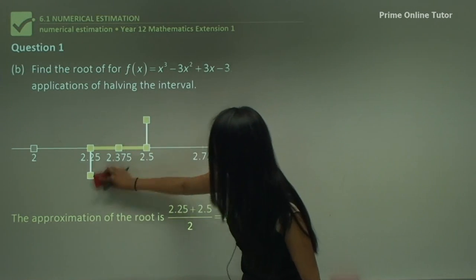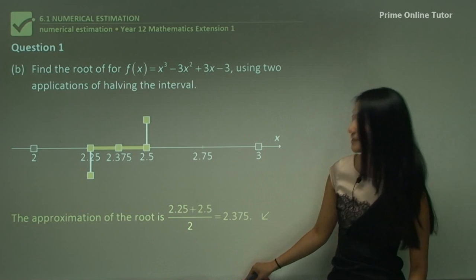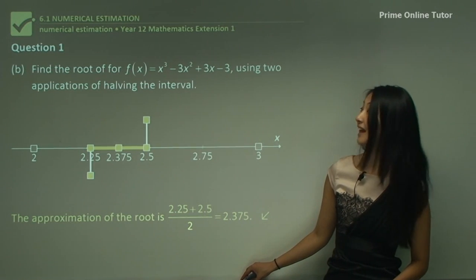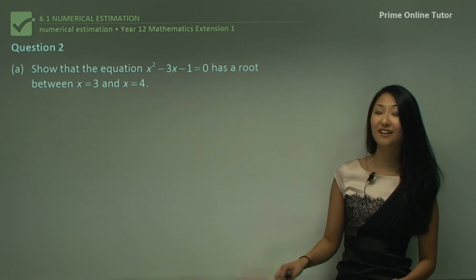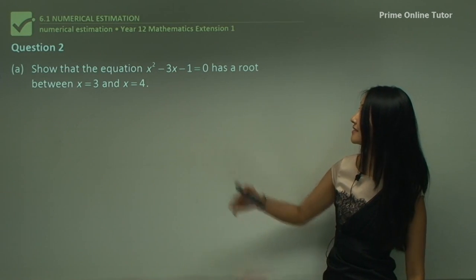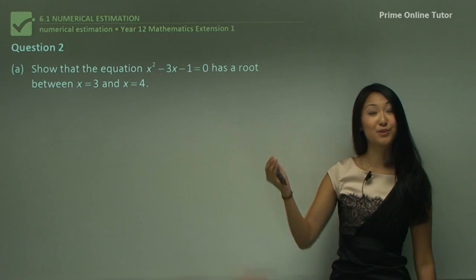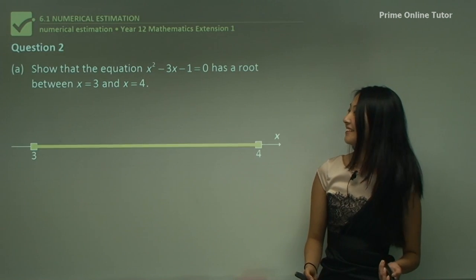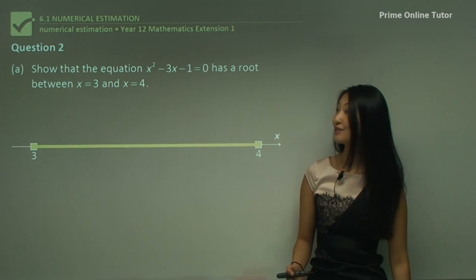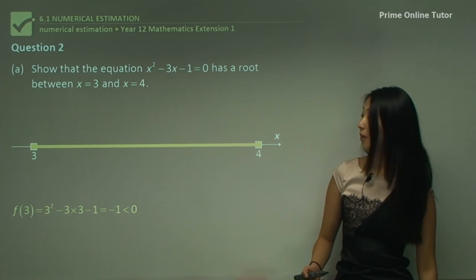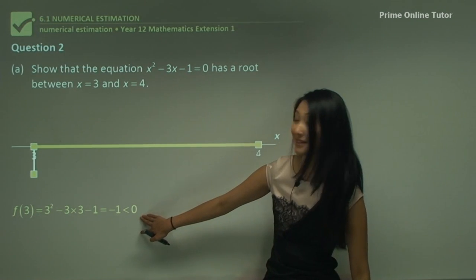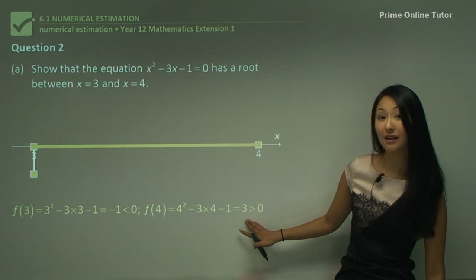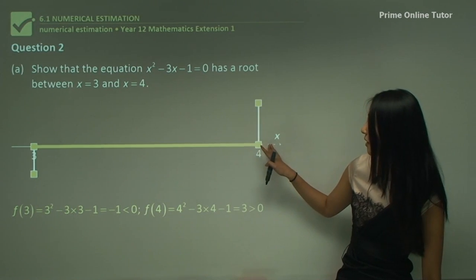All right. Good, so this was the example where it told you exactly how many applications you needed to use. Let's have a look at question 2 now. So here we want to show this equation has a root between 3 and 4. So how are we going to do that? All right, very easy. All you need to do is substitute 3 into the equation and work out that that's going to be negative, and 4 into the equation and show that it's going to be positive.